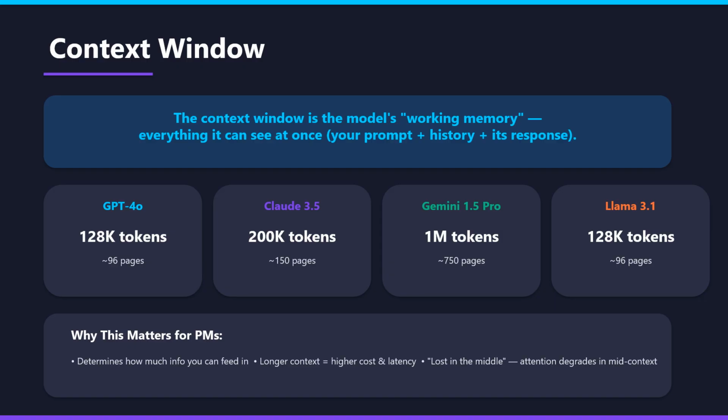So, the context window is your product's fundamental constraint. Every feature you build with an LLM needs to answer the question, right? Does this fit in the window? And if not, what's our strategy? That's the question.